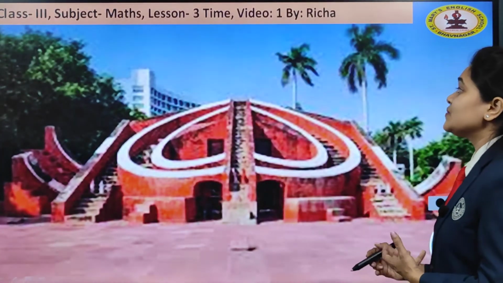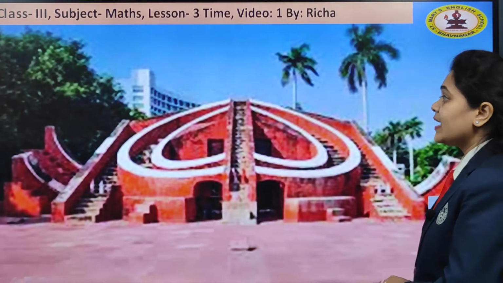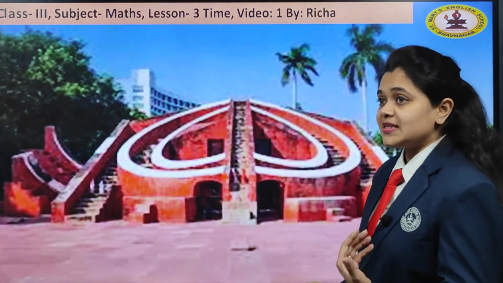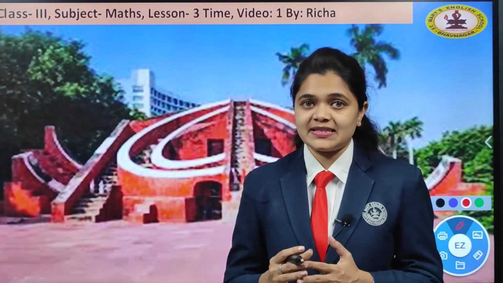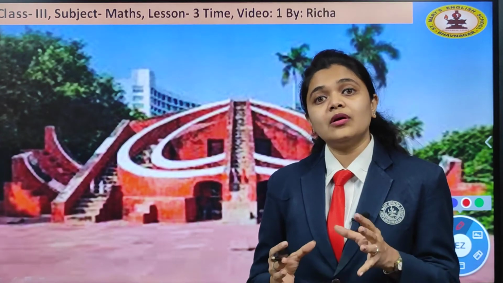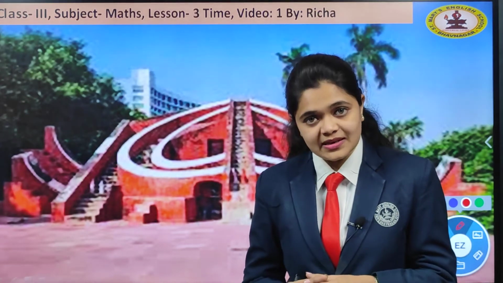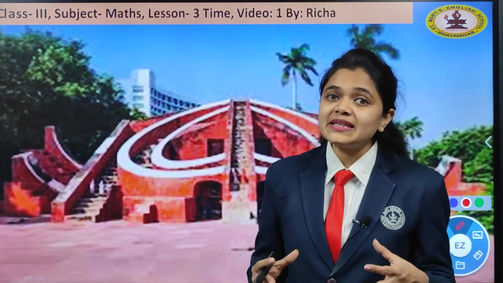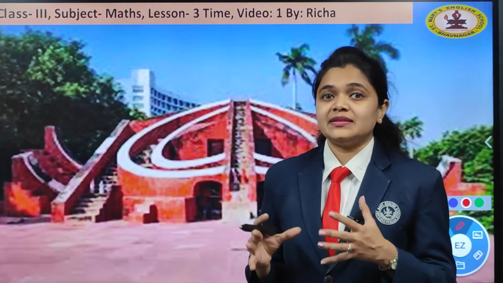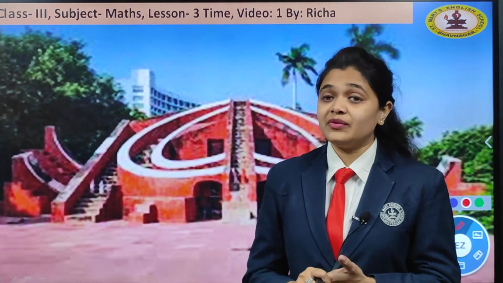See children, as you see over here, a big huge building is built, right? As we know, the sun rises from the east and sets in the west, right? So as our earth rotates, the shadow of the sun also changes, and with the help of the shadow of the sun, people used to determine the time. They used to know whether it is the afternoon, whether it is the evening. So here we have learnt about how people used to determine the time in the olden days.